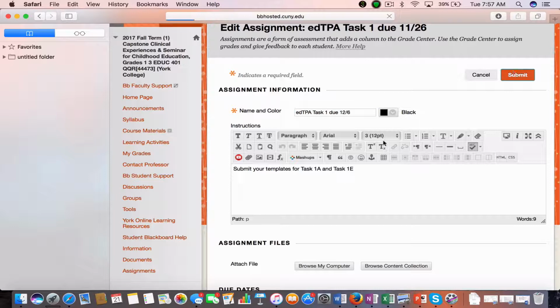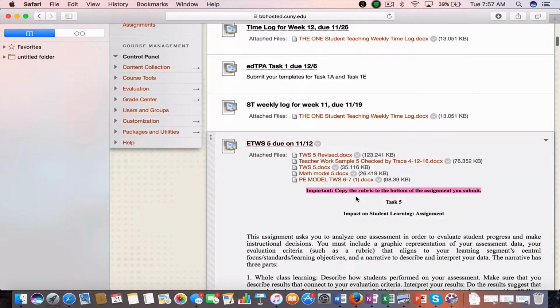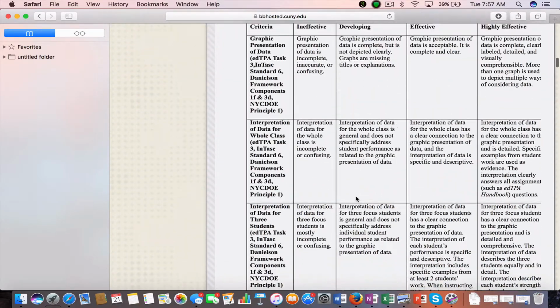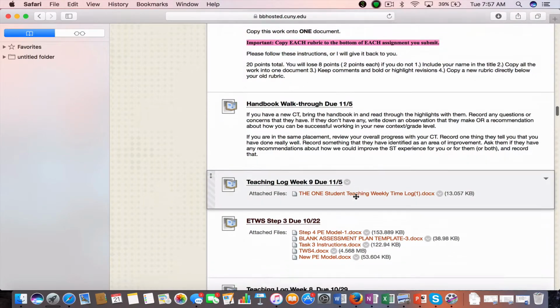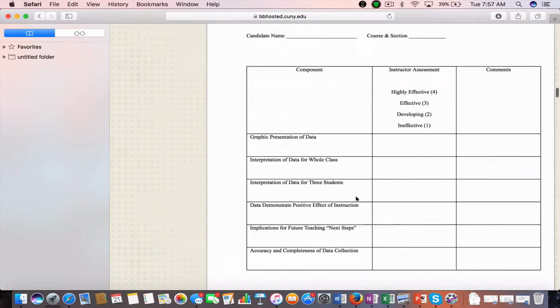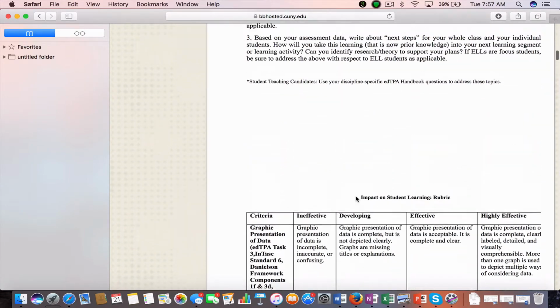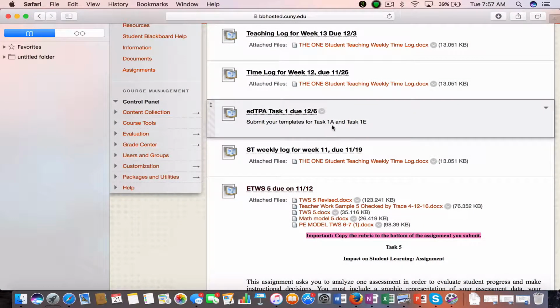Okay. Now, you're going to notice when you look at the assignments, the EdTPA, Task 1, that I'm asking you for two different templates. I'm asking you for planning template A and also E. Okay, so it's right here for Task 1A and Task 1E.